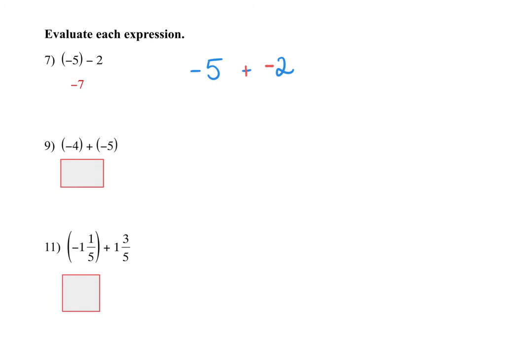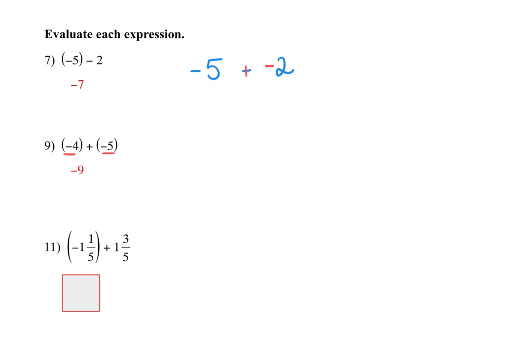So you'll see that 7 and 9 are very similar. They look different, but when you change it to adding the opposite, -9 is the same concept. You're adding two numbers that have the same sign, a -4 plus a -5. You just add them and keep the sign. So you're going to get -9. All right. For 11, you have different signs, so you're going to end up subtracting.